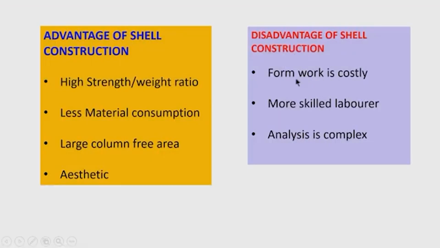Sometimes we want a part of a circle, sometimes we want a parabola, sometimes a catenary. So, to give a proper shape of the curve, the formwork should be accurate, and generally it is a costly thing. Then more skilled laborers are required for construction of shells to maintain the curvature and geometry.